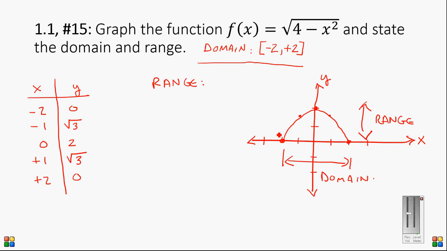is going to include y equals 0. It's going to include y equals 2. So these are going to be square brackets, and it's going to go from 0 to 2. And just taking a look here, and that all looks good.